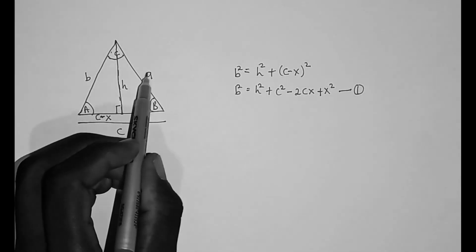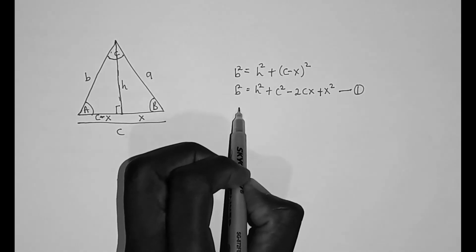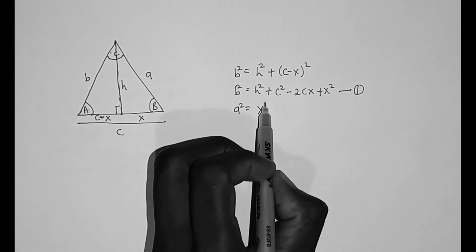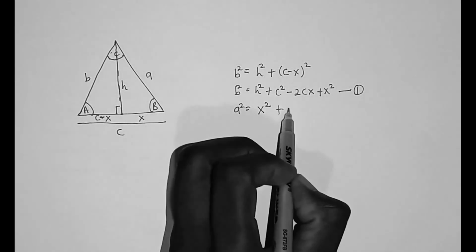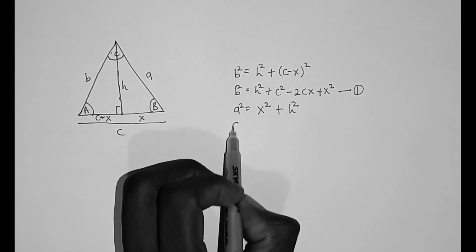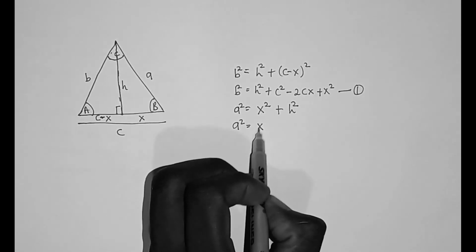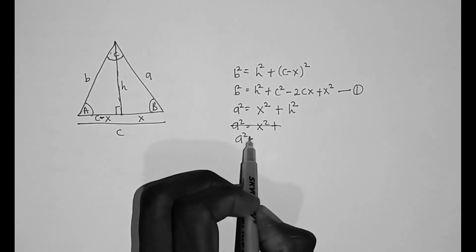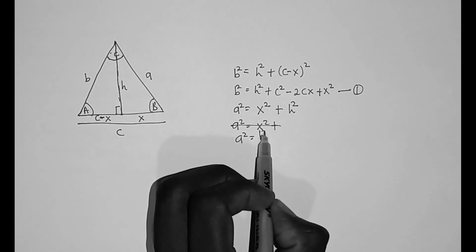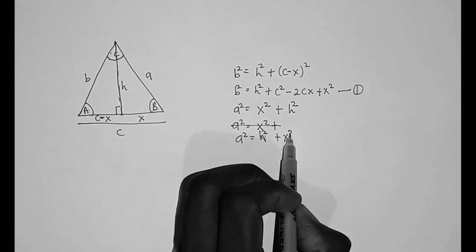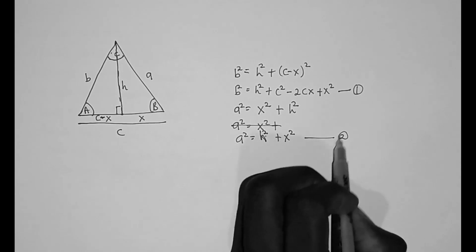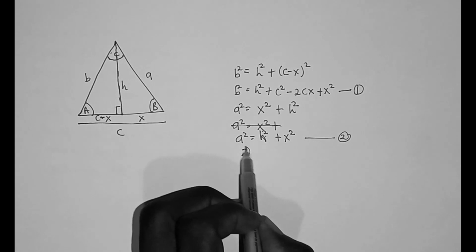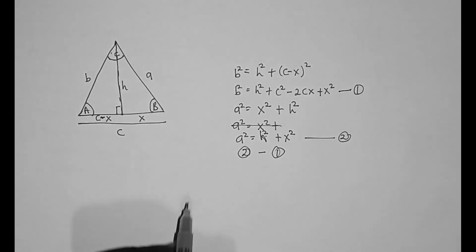Now let's find a squared. a squared is equal to the square of x, which is x squared plus h squared. In other words, a squared is equal to h squared plus x squared. So this is equation 2. Let's subtract equation 1 from equation 2, in other words, equation 2 minus equation 1.